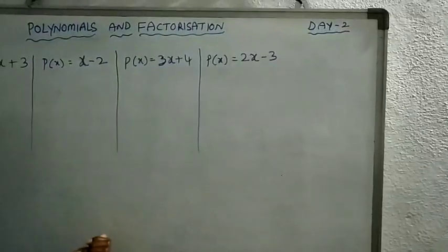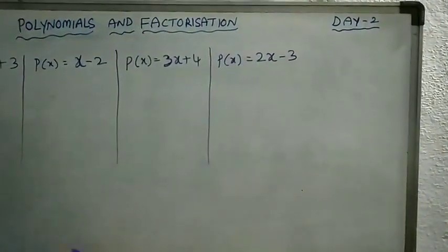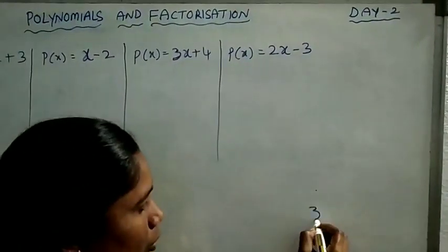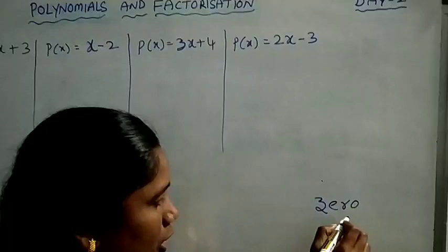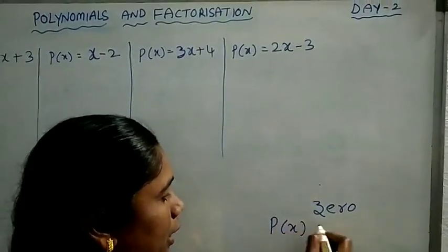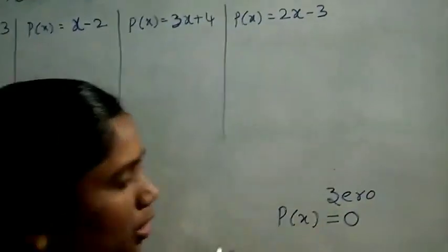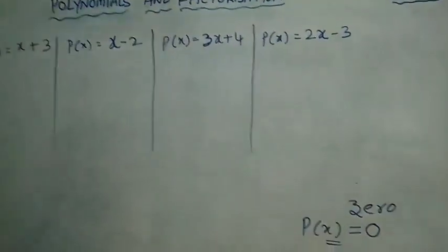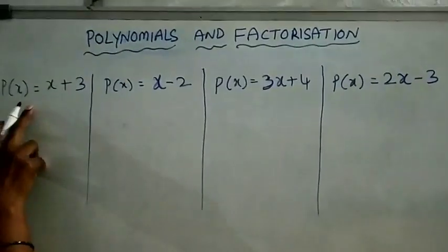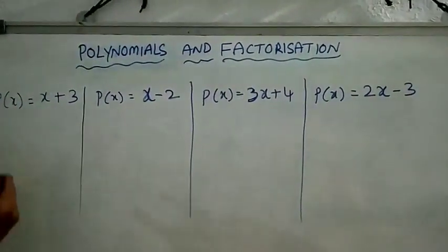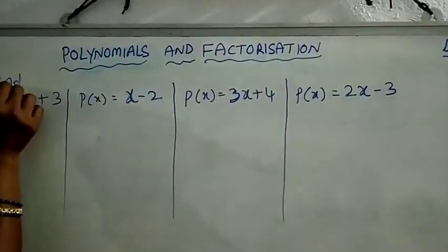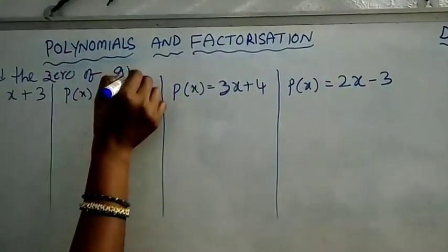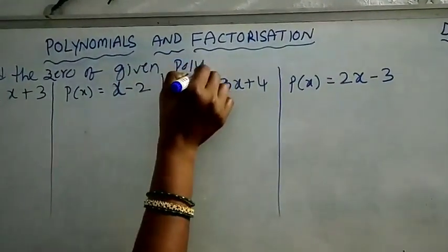Okay, children, now we will see how to find the zero of the polynomial. The meaning is in the name only. Zero of the polynomial means we equate the given polynomial to 0 to find the zero of the given polynomial. Okay, children. Now we see P of x is equal to x plus 3. Find the zero of the given polynomial.